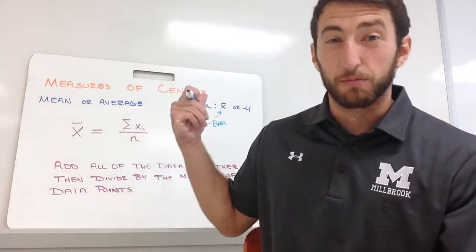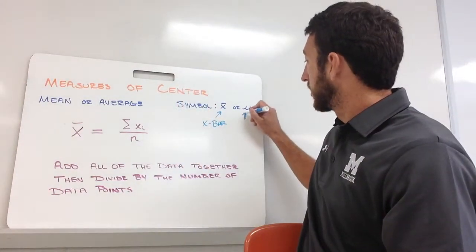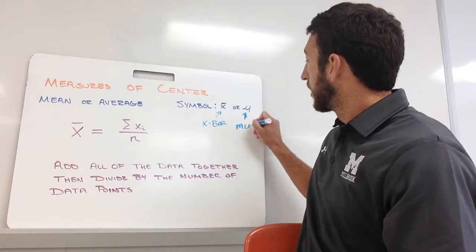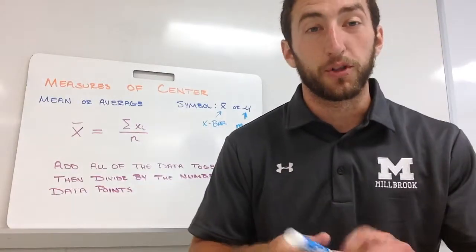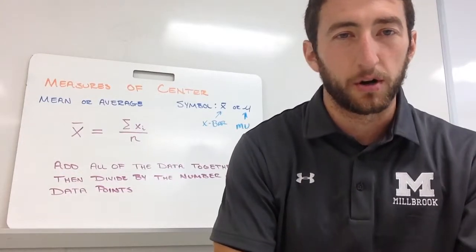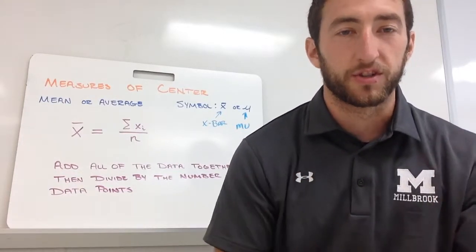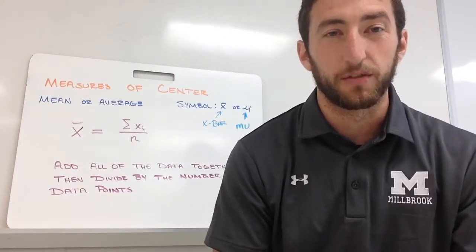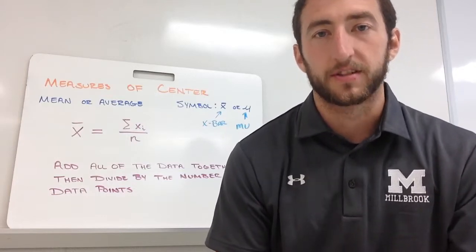And then the other one's called mu. It's a Greek letter. It's just MU. And both of those stand for the mean. They kind of stand for a little bit different part in statistics, but we'll just consider them both the mean. So if you ever see either of those symbols, that represents the mean.